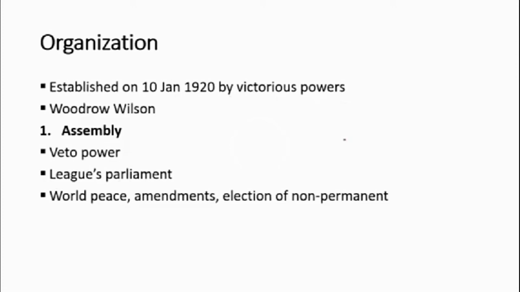I earlier mentioned that the victorious powers are those which won the First World War. They were called victorious powers because they won the war. The victorious powers were France, Germany, Italy, Japan, US, and Russia too. Woodrow Wilson, the then president of the United States, encouraged the establishment of this organization. It was established on 10th January 1920 by the victorious powers.